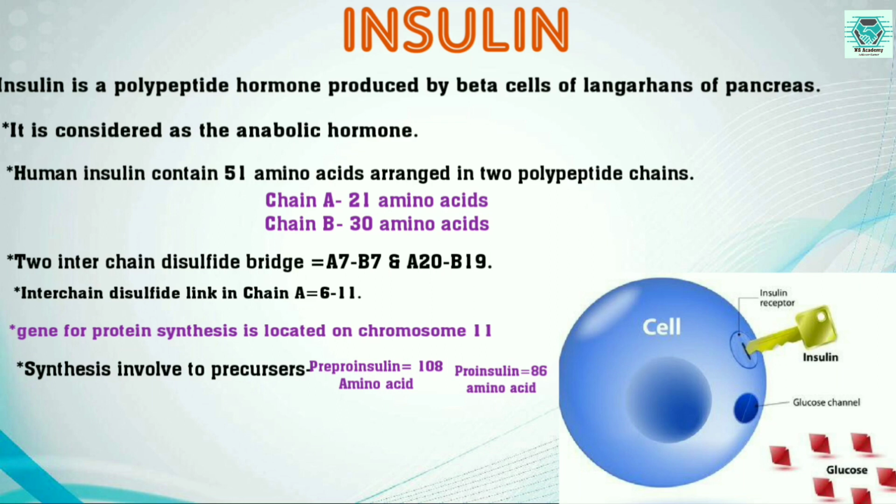Now, what is the structure of insulin? The human insulin contains 51 amino acids arranged in 2 polypeptide chains, chain A having 21 amino acids and chain B having 30 amino acids. 2 interchain disulfide bridges are there, and an intrachain disulfide link in chain A.